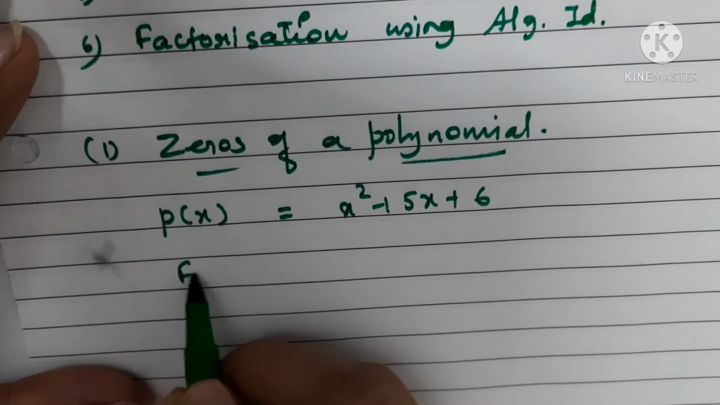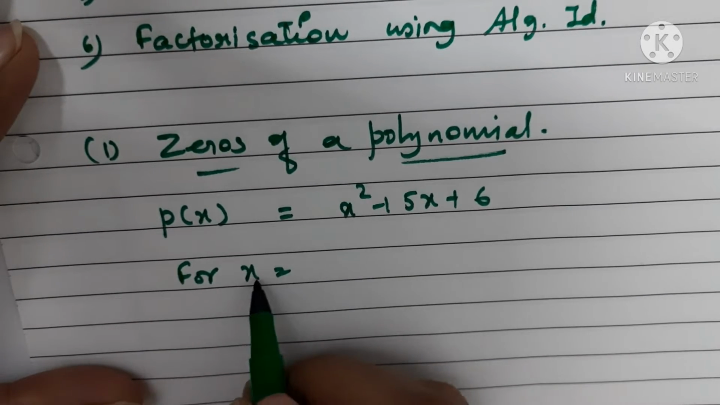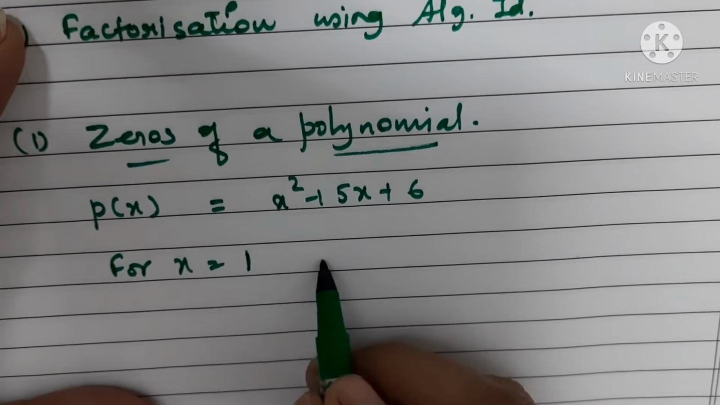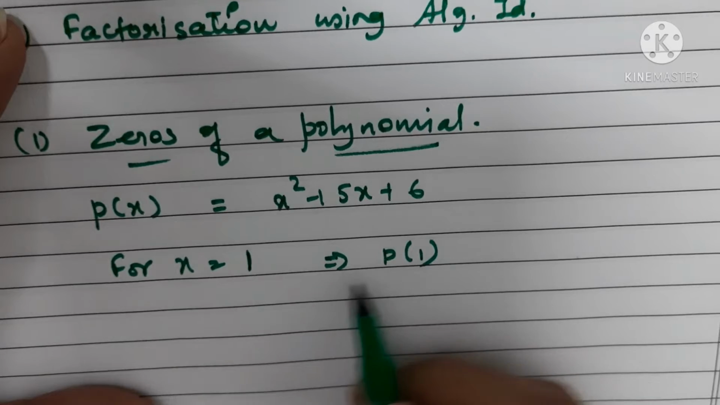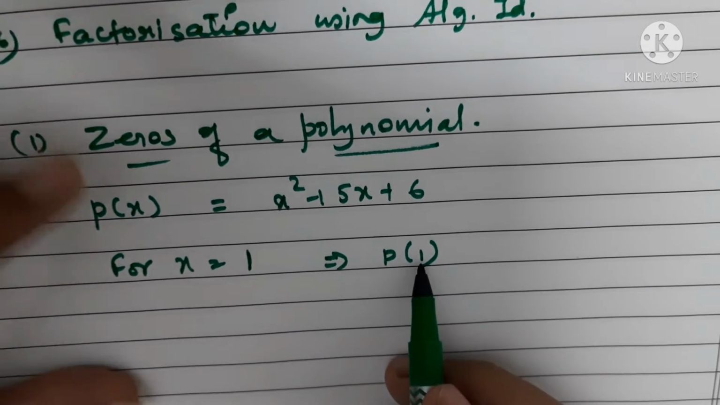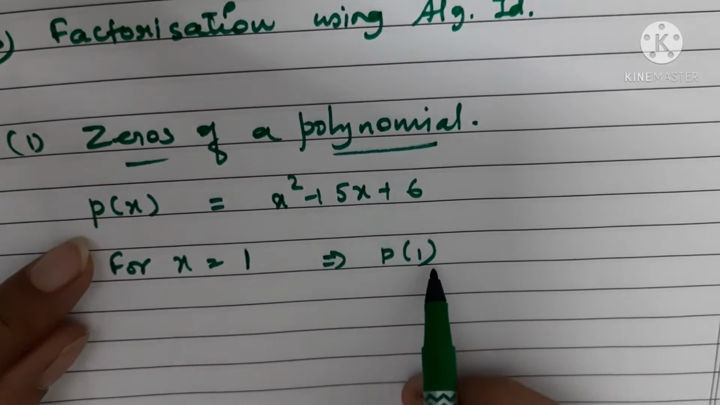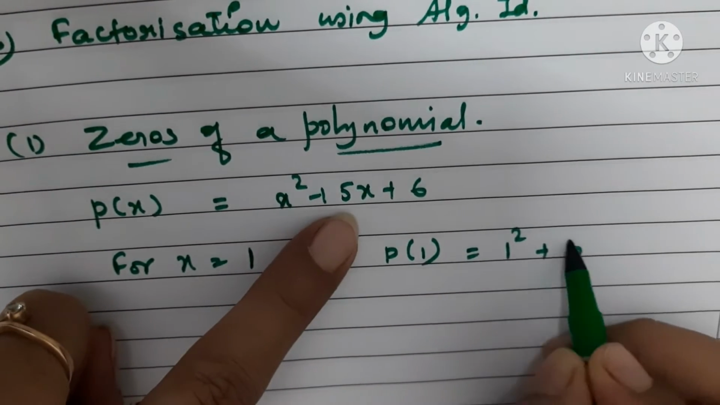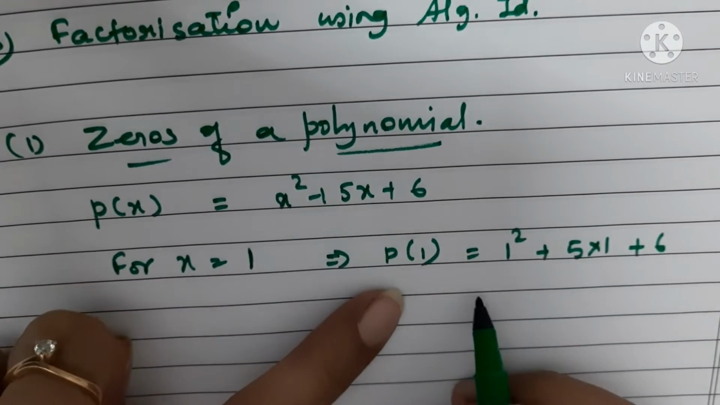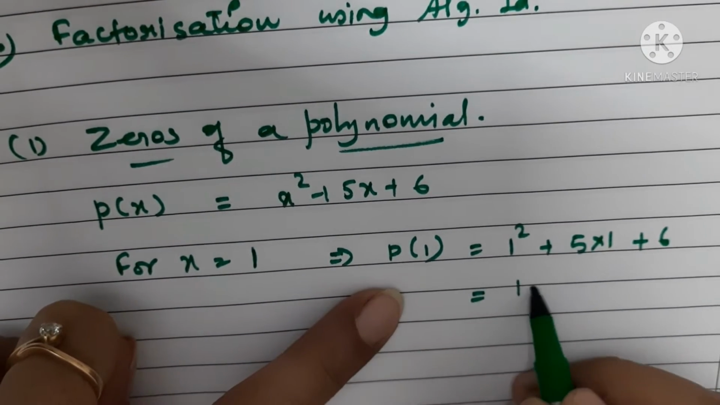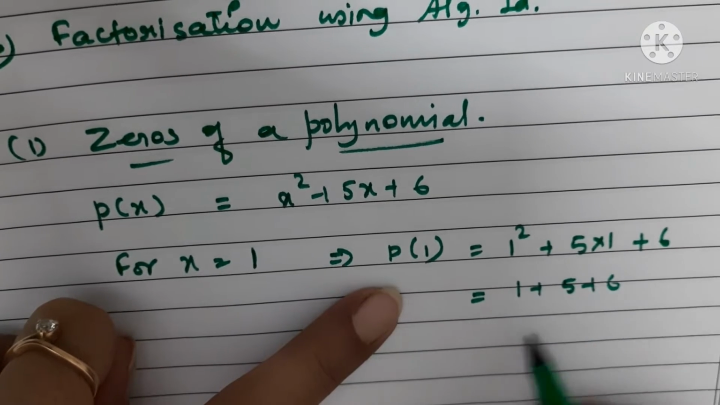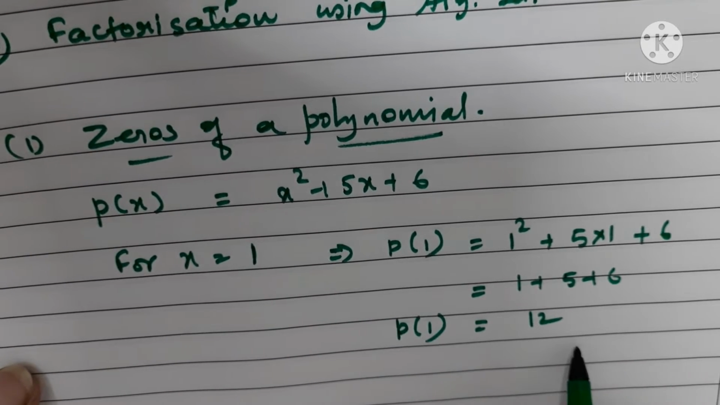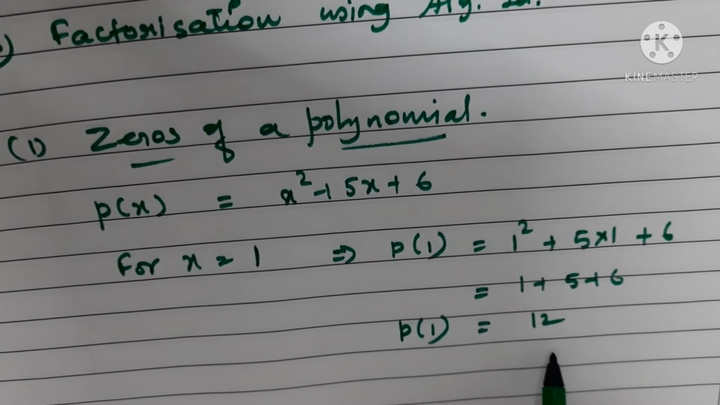If we put the value of x as 1, let us see what we get. For x equal to 1, p(1): instead of x we put 1 everywhere. So 1 square plus 5 into 1 plus 6. That gives p(1) equal to 1 plus 5 plus 6, which is 12. So you are getting p(1) as 12.